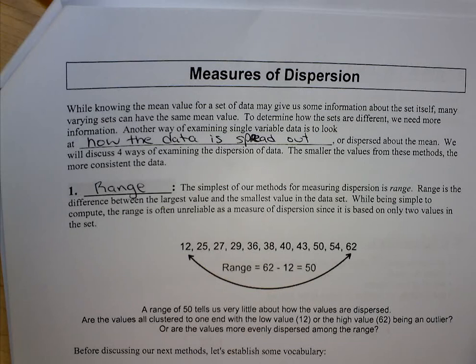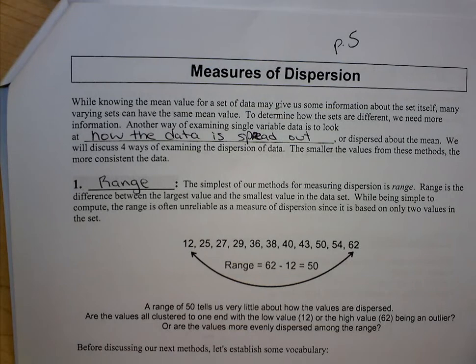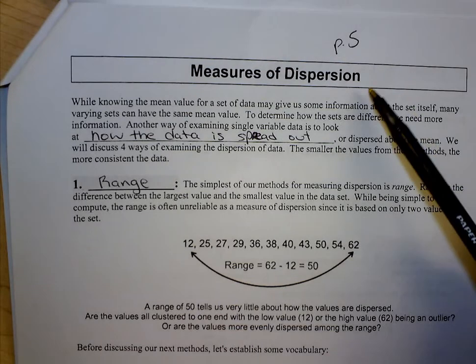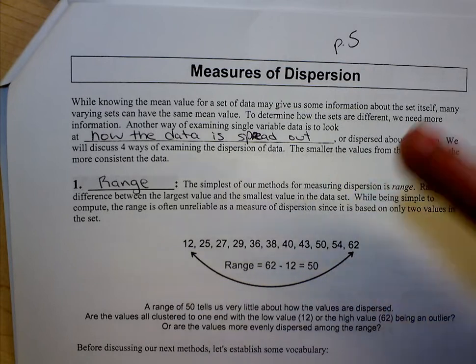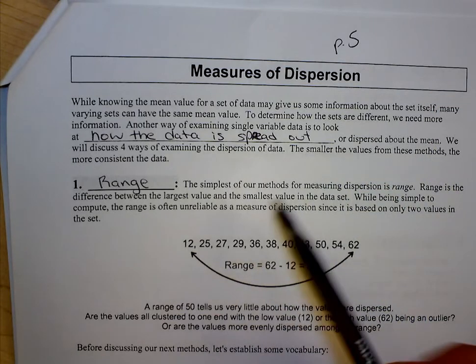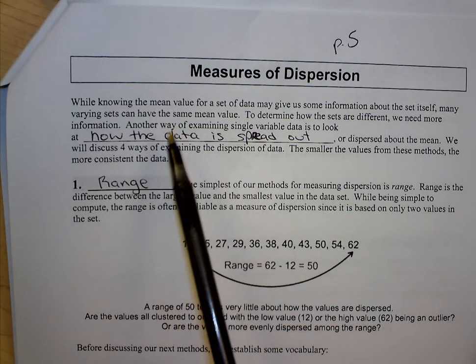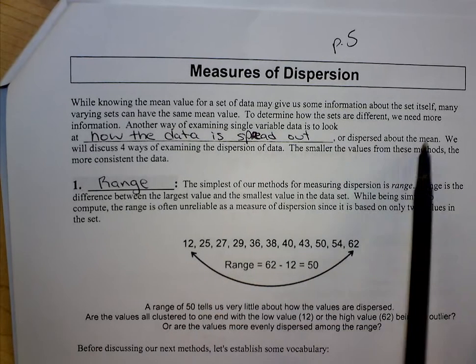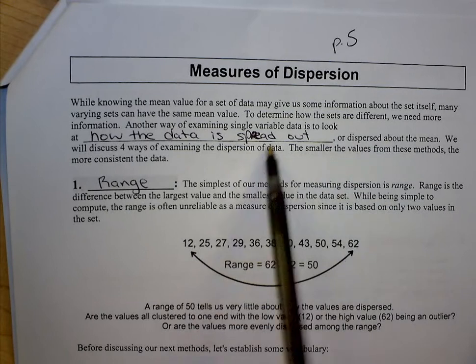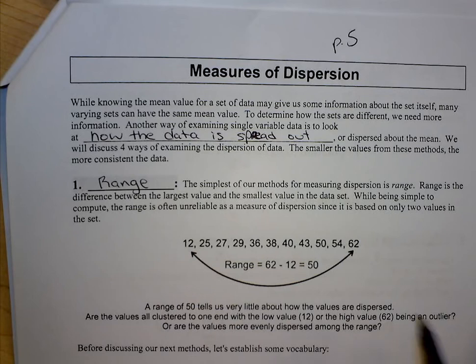All right, I'm on page 5 of your packet, and we're going to be taking notes on measures of dispersion. So this is going to be going over how consistent your data is, or how much your data set differs from the mean. So this says spread, by the way. So we're going to be examining how the data is spread out or dispersed about the mean. So dispersed and spread out are the same thing. So we're going to talk about 4 different ways that we can examine how the data is spread out.